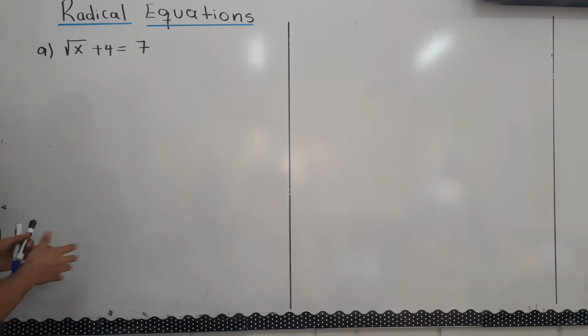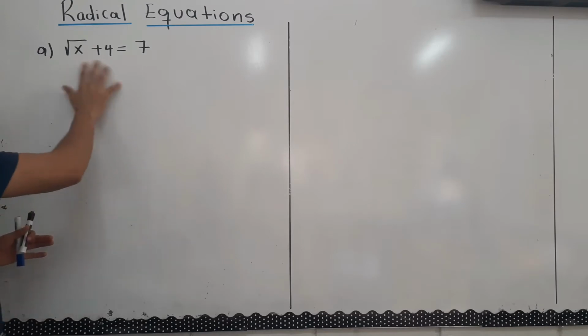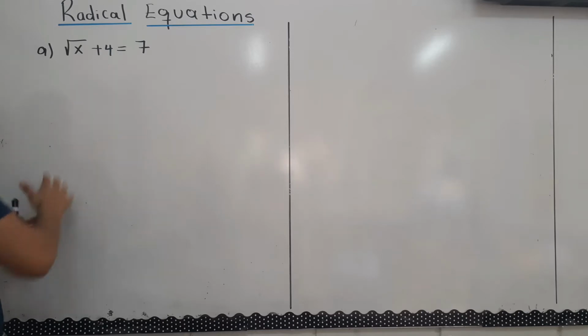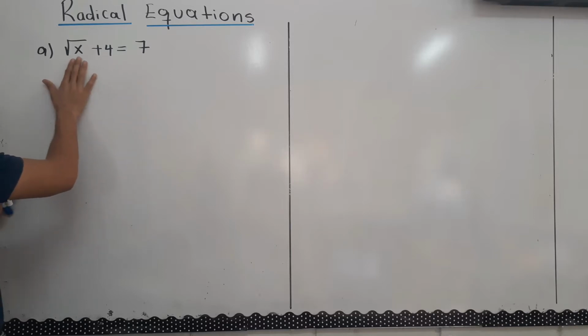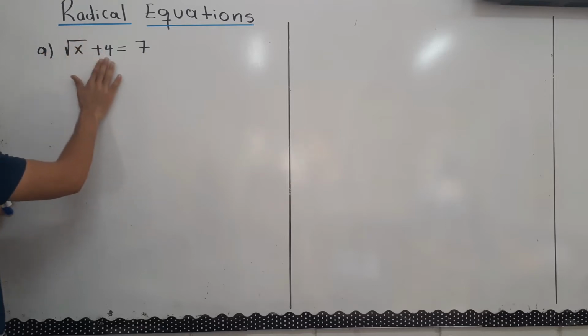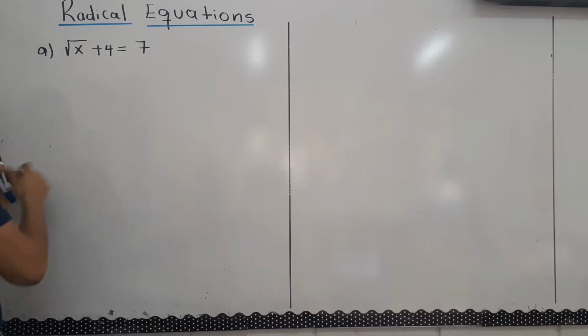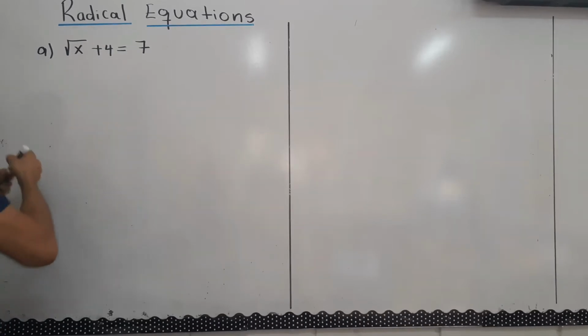Solved some radical equations. In the last video we solved some exercises about adding and subtracting radicals. So what we are going to do here is find the value of the letter x, of the variable. So you solve the square root of x plus 4 will give you 7. So we're going to start with an easy exercise.